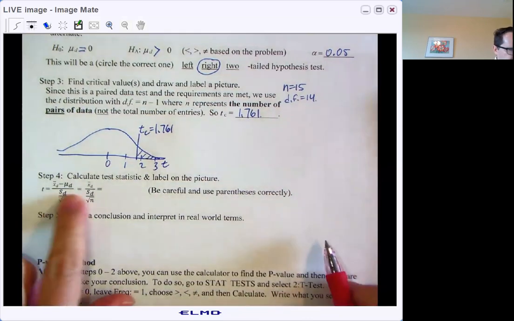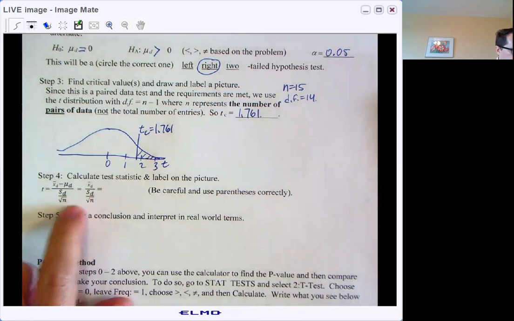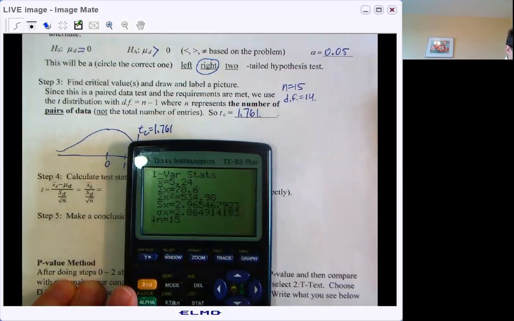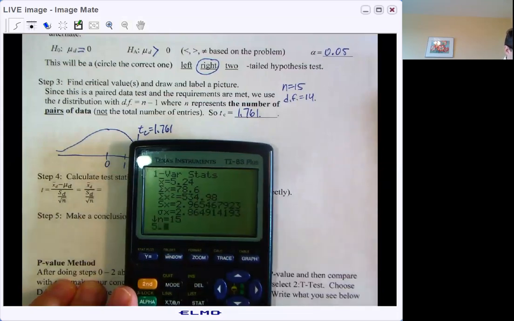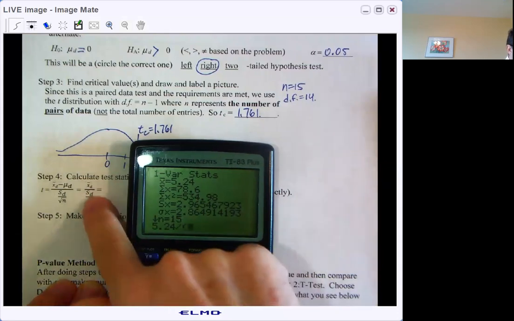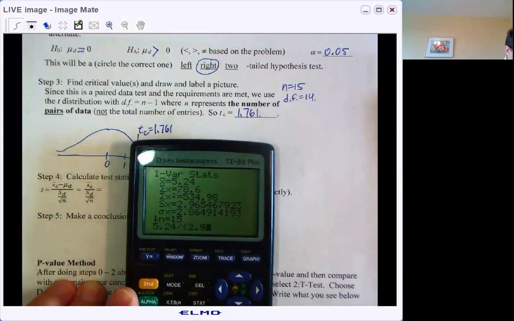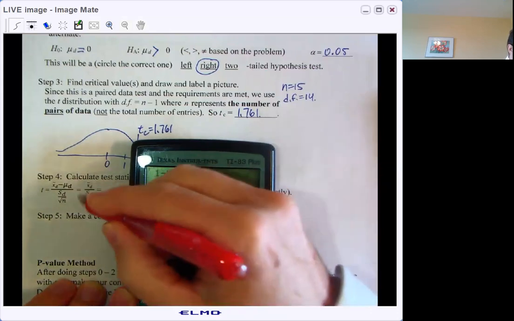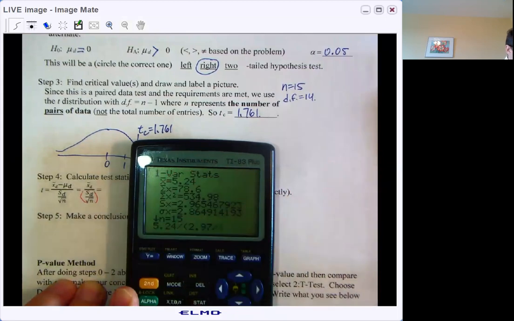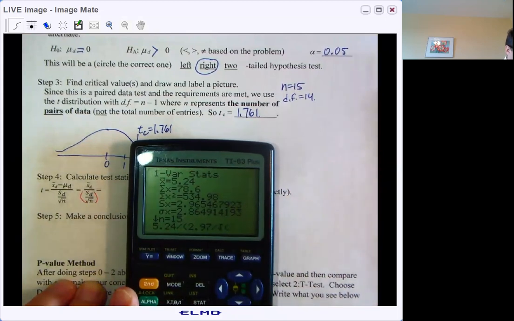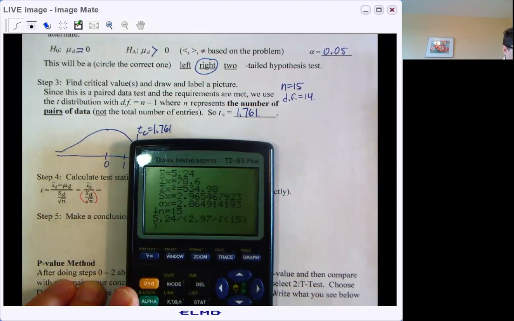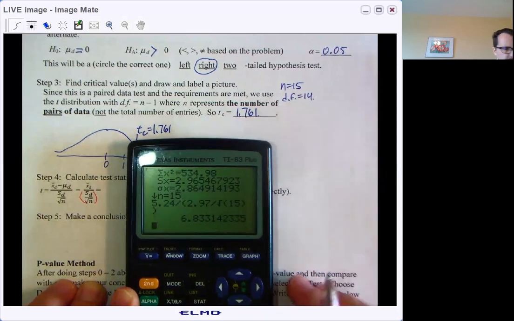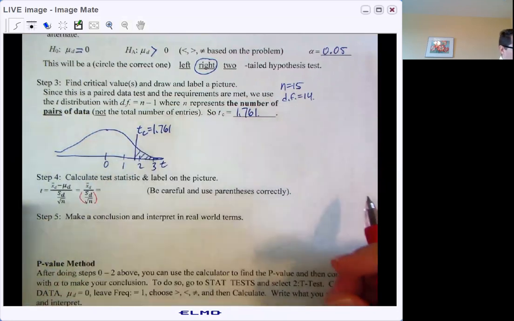And the test statistic is found by this formula right here. And I'll show you something pretty cool here in a second. So we're going to do X bar D, the 5.25, divided by S sub D, which was 2.97, divided by, notice how I use parentheses because we have an operation in the denominator, square root of n, where n was the number of pairs of data, which is 15. So our test statistic comes out as 6.83. Let's write that down to 2 decimal places.